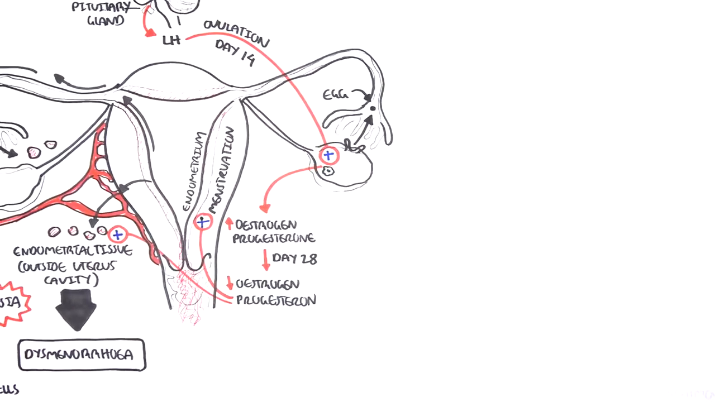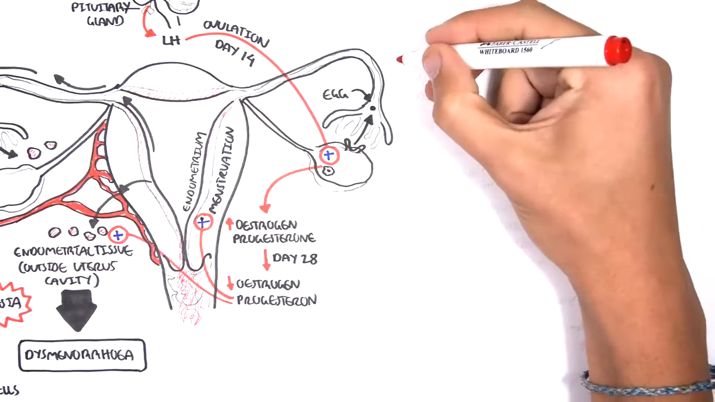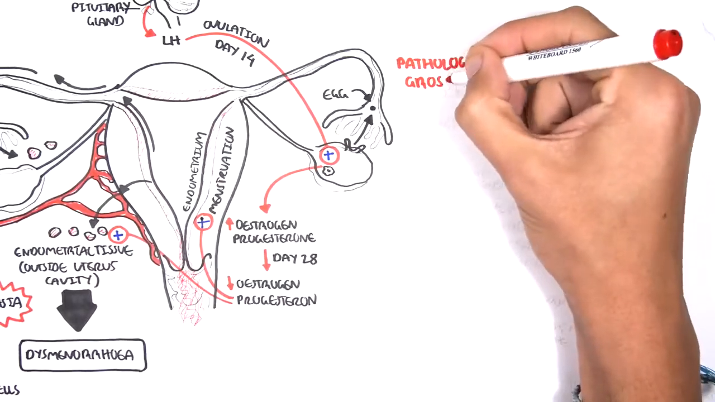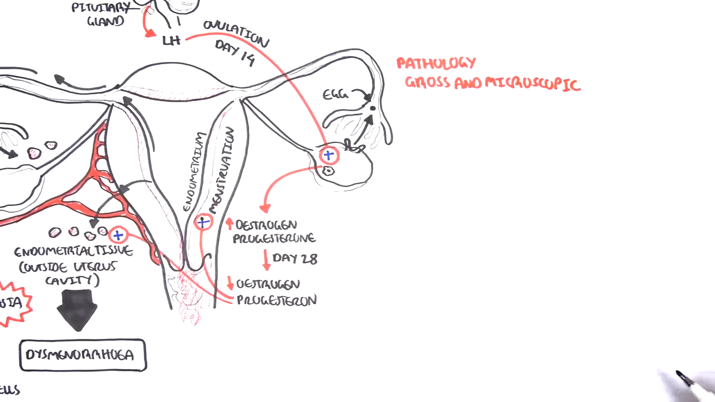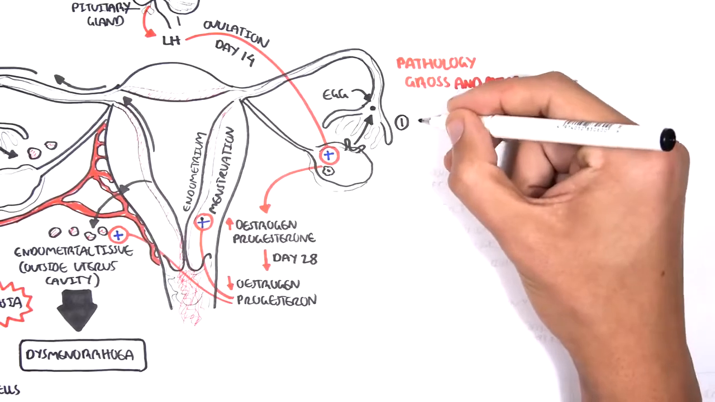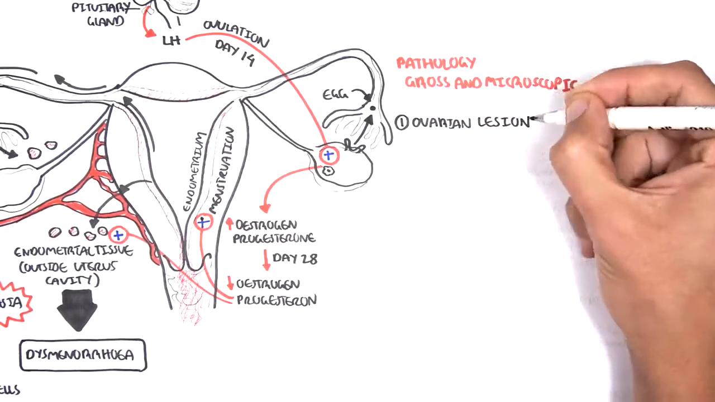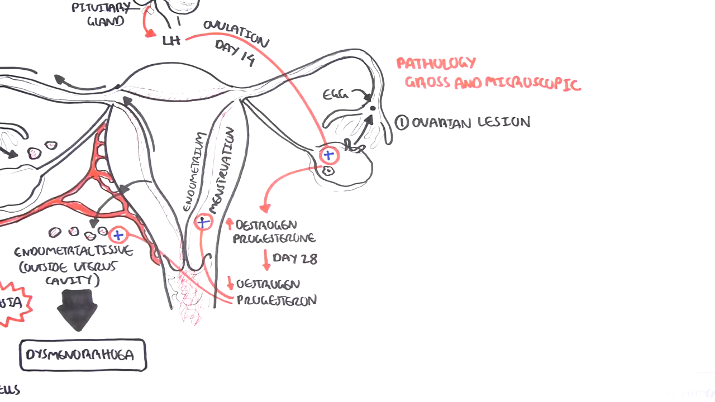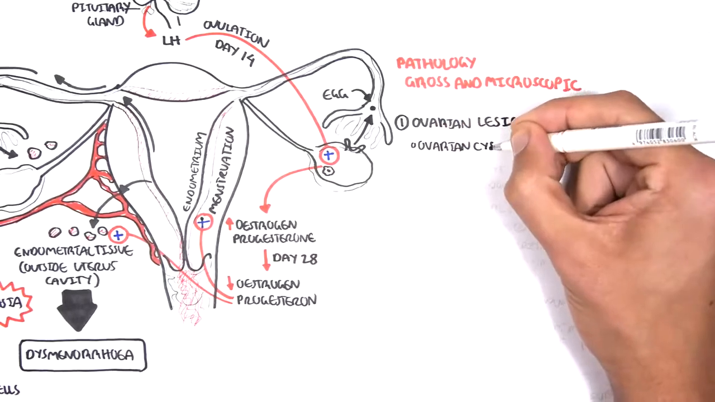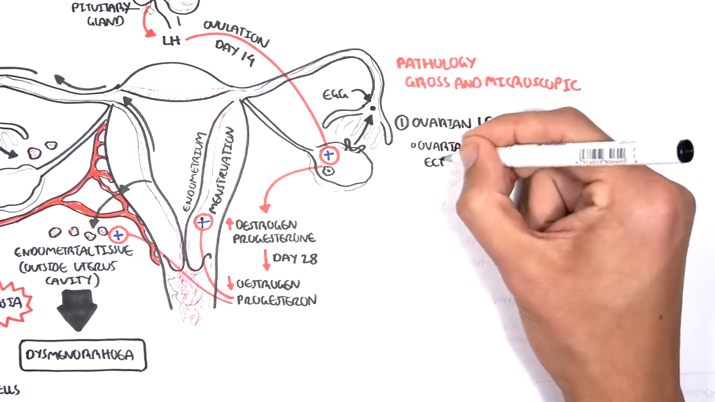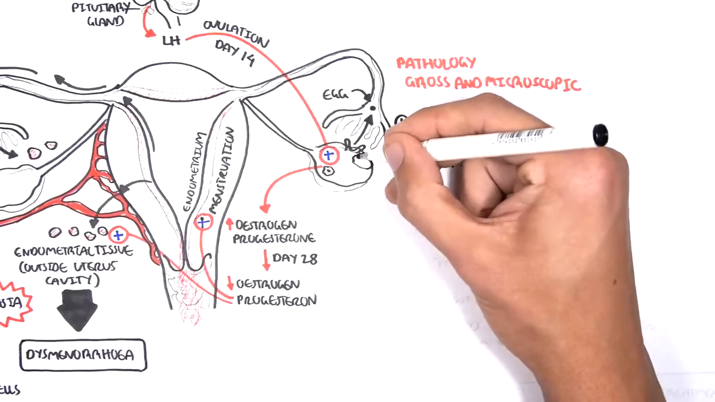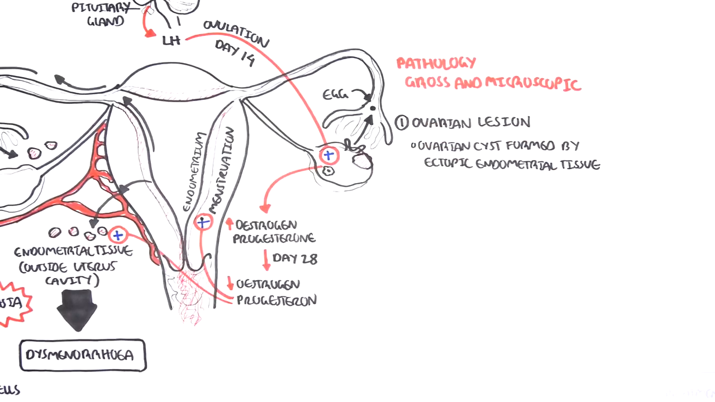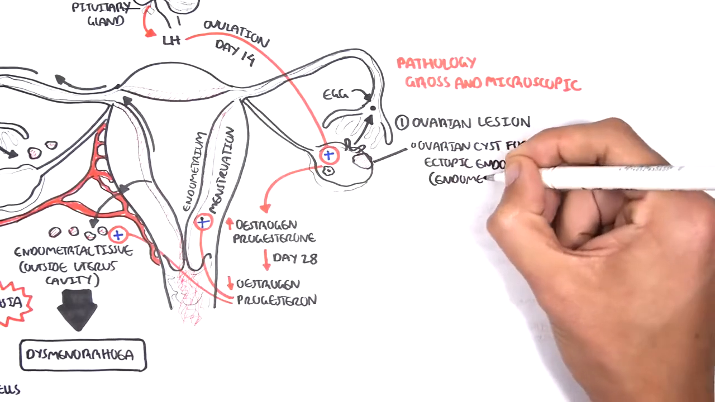Now let's focus on the pathology of endometriosis. And it can be gross or microscopic depending on, I guess, the severity or the type of endometriosis. And there are 3 pathological forms. The first is just endometriosis within the ovary. So it's an ovarian lesion. Here, the ovarian cyst is formed by ectopic endometrial tissue. This is known now as an endometrioma.